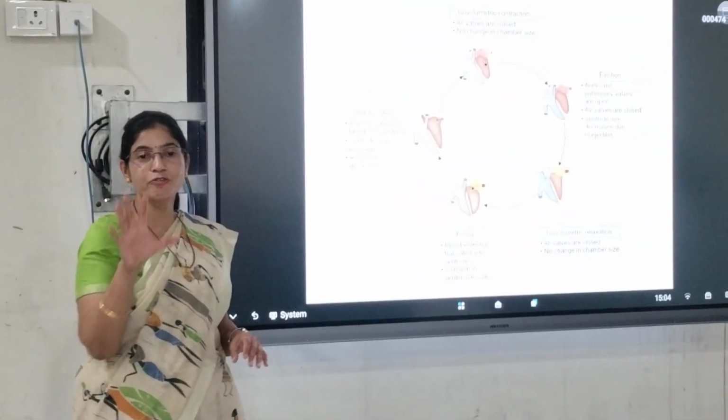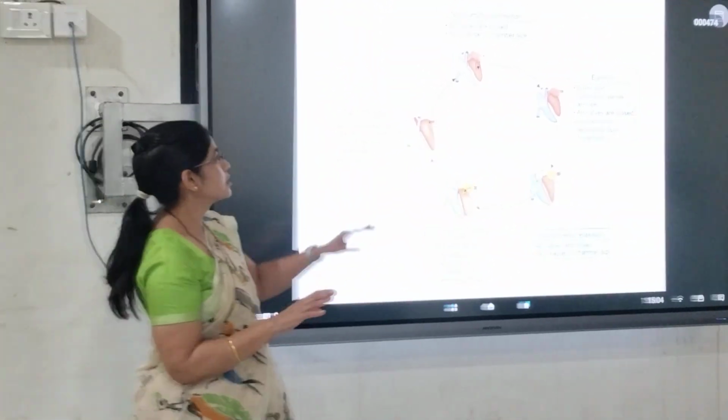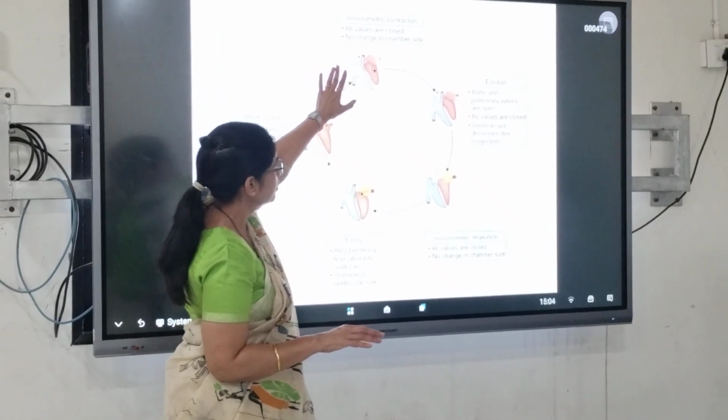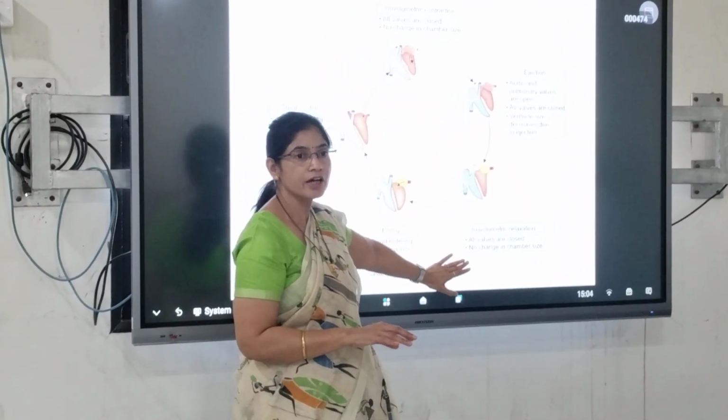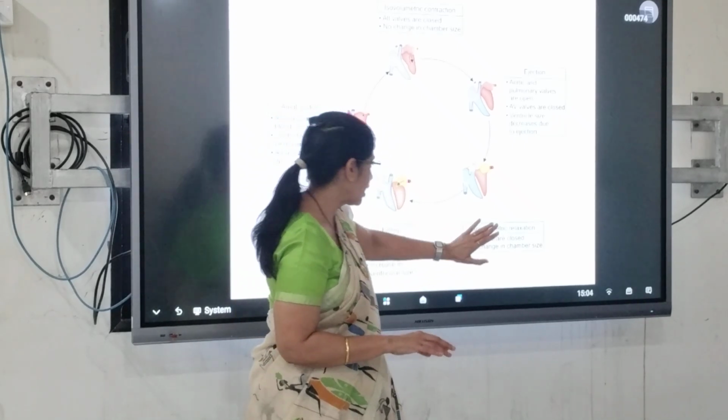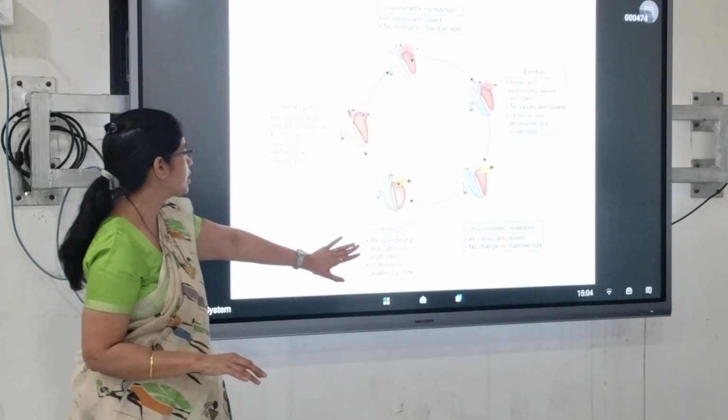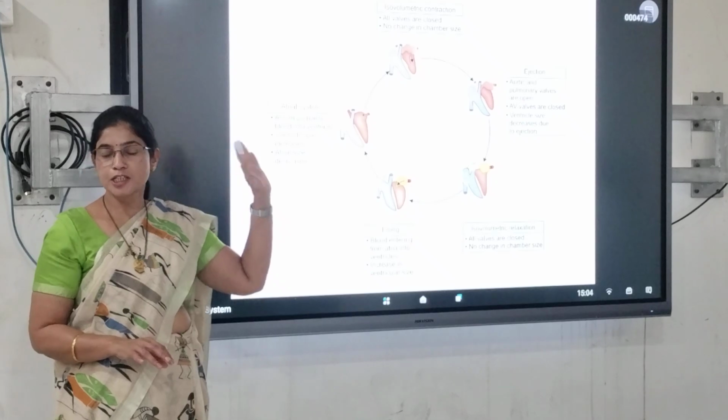So are you getting the different phases? This is isovolumetric contraction. This is the ejection phase. When the ventricles are relaxed as a closed cavity, that is the isovolumetric relaxation phase. Then the filling phase, and again the atrial systole phase. So how much is the duration of the cardiac cycle? 0.8 seconds. So out of this 0.8 seconds, if you are considering atrial systole, how much is the duration of atrial systole?